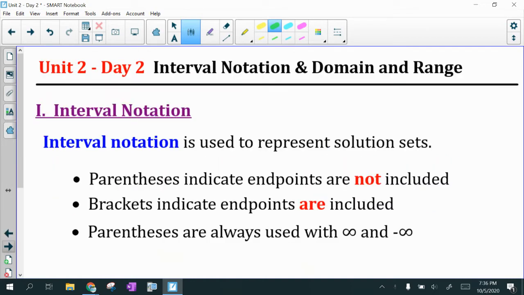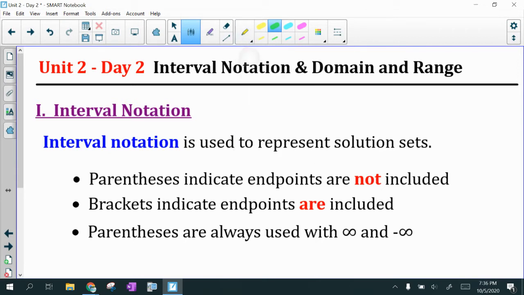So let's dig into an example. First thing I'm going to mess with is the concept of interval notation. Now, interval notation is to represent solution sets. What I need to emphasize on this is that parentheses indicate that the endpoints are not included.